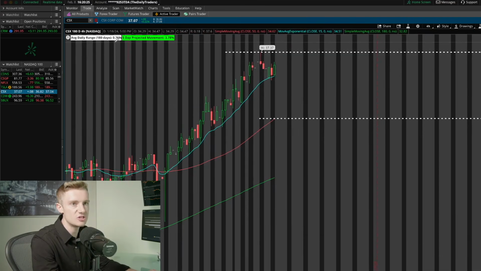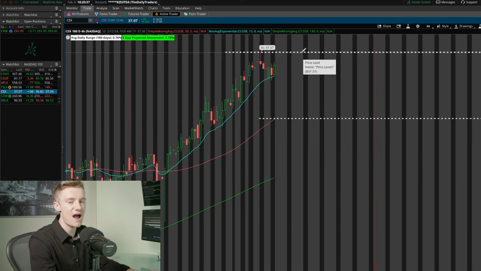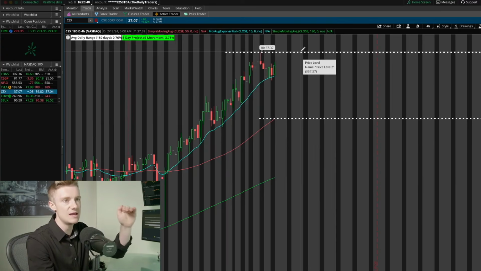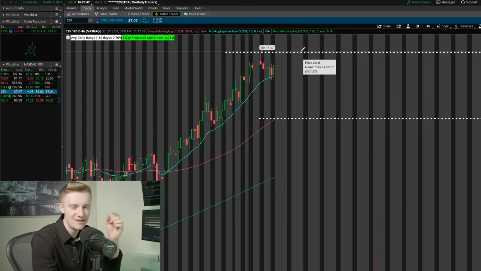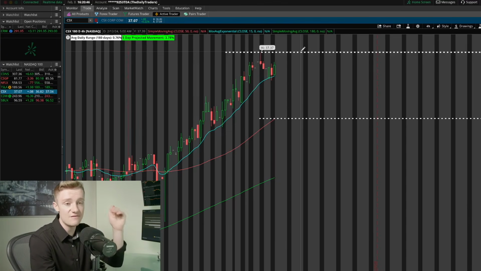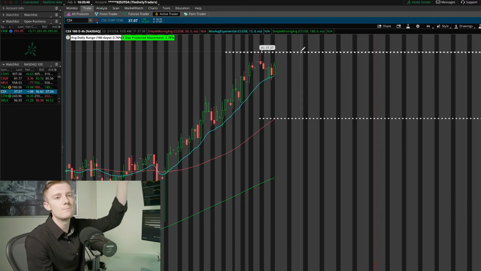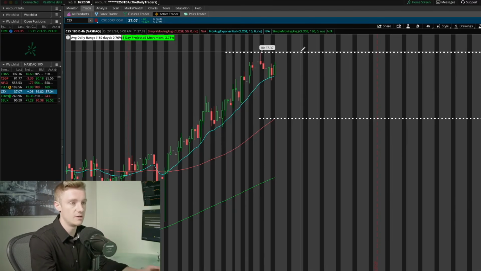Now we can look at the average daily range on CSX over the last 180 days is 0.76%. Now the 5-day projected move is 3.78%. That means that our take profit and our stop loss have to be within 3.78%. Okay, I guess it can be a little over, right? But if it's like 5, 7, whatever, 10%, that's the, our stop loss.